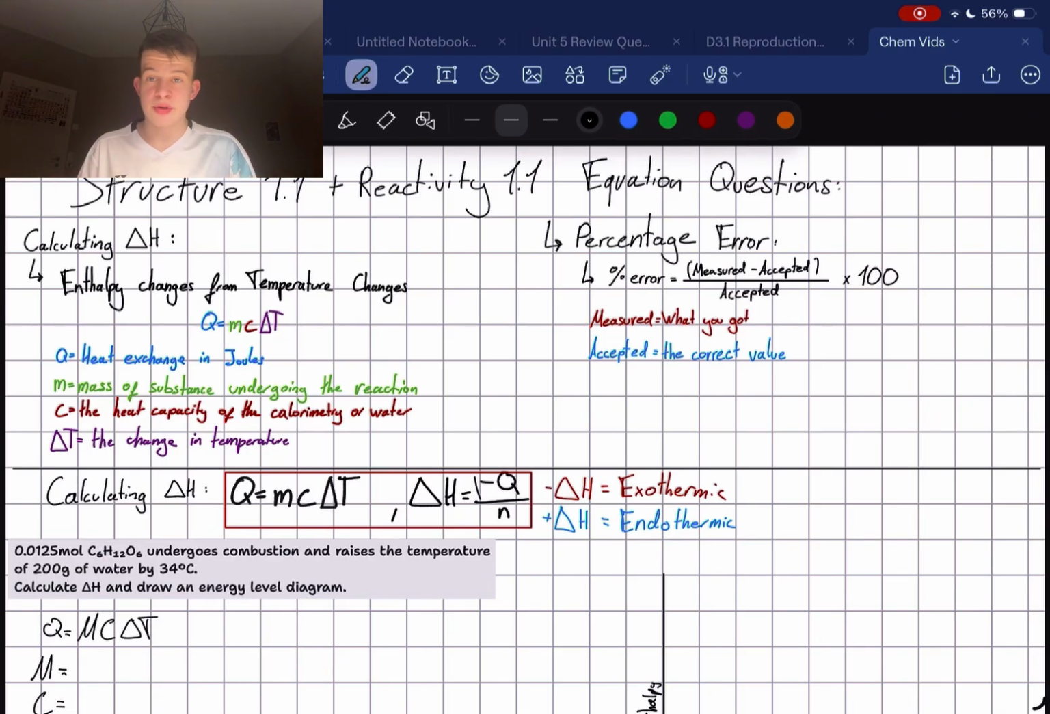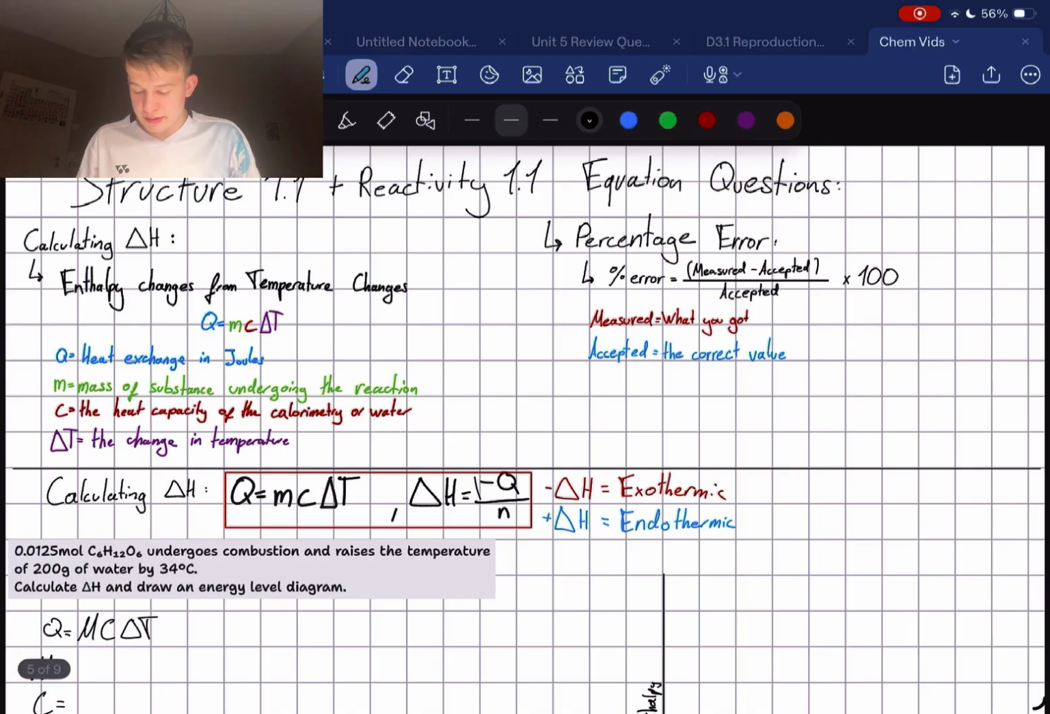As I already mentioned, we're going to talk about Q, and we're going to use the equation Q equals MC delta T. To find delta H, we're going to do negative Q over N. And lastly, we're also going to do percentage error, where we have the measured value minus the accepted value, divided by the accepted value, multiplied by 100.